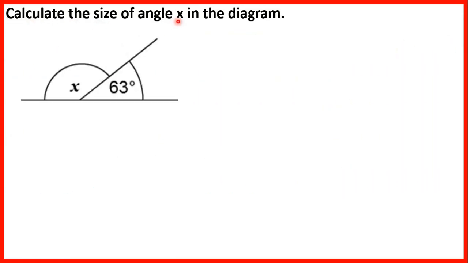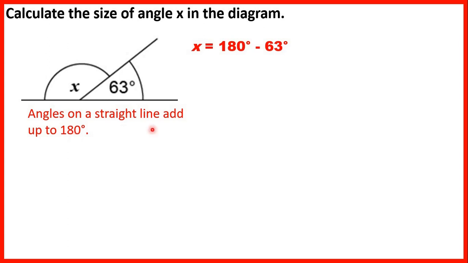Calculate the size of angle X in the diagram. So we can see that angle X is on a straight line, and the other angle we have is 63. Now angles on a straight line always add up to 180 degrees, just as angles in a right angle are 90 degrees and angles in a whole turn are 360. So really we have 63 plus something, and we need to make 180.